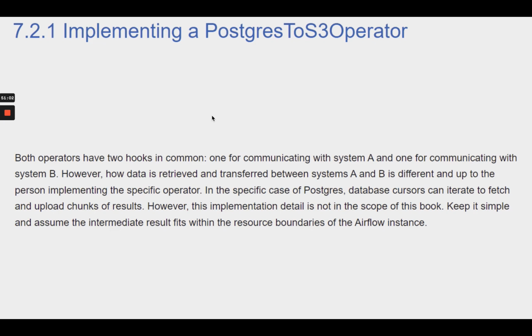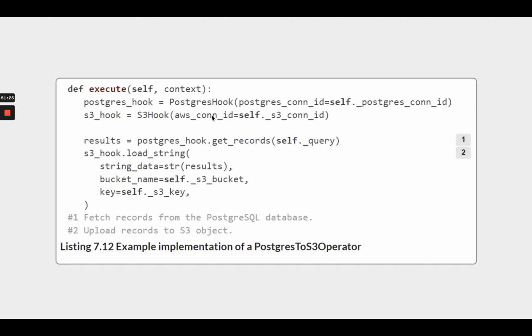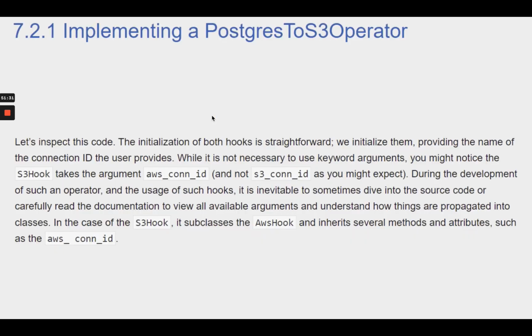However, how data is retrieved and transferred between systems A and B is different, and up to the person implementing the specific operator. In the specific case of Postgres, database cursors can iterate to fetch and upload chunks of results. However, this implementation detail is not in the scope of this book. Keep it simple and assume the intermediate result fits within the resource boundaries of the Airflow instance. A very minimal implementation of a Postgres to S3 operator could look as follows.